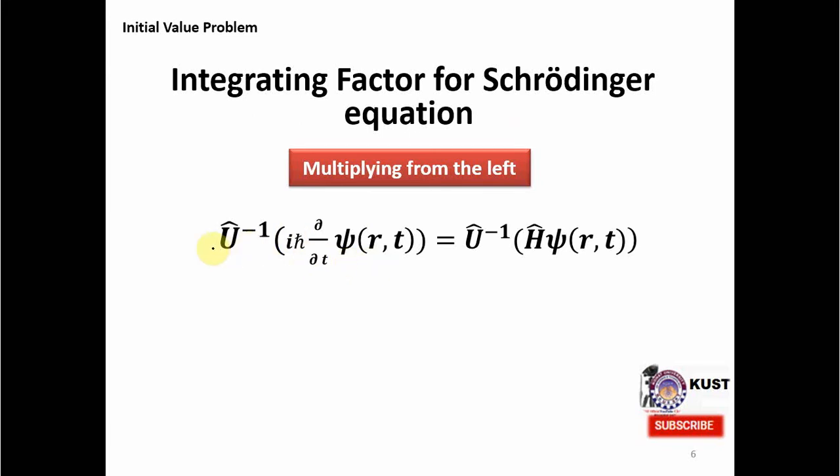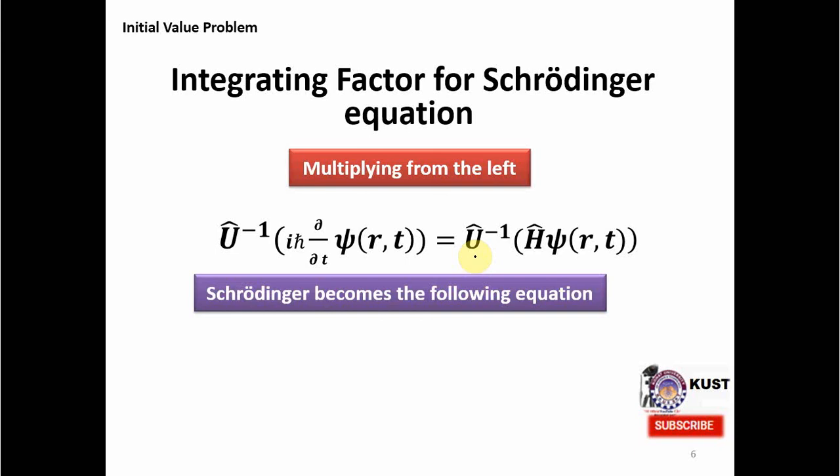It is important to understand that the multiplication from the left is necessary, because if you multiply from the right, then these operators are not always commutative, which means applying this operator first and that one second gives us different results. So therefore we will multiply it from the left, and after this multiplication, the Schrödinger equation will become this one.